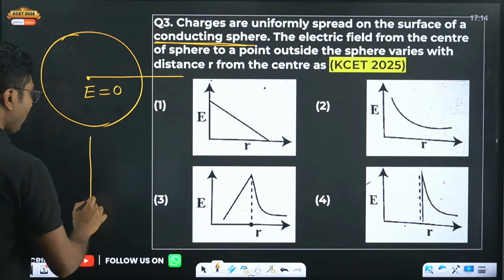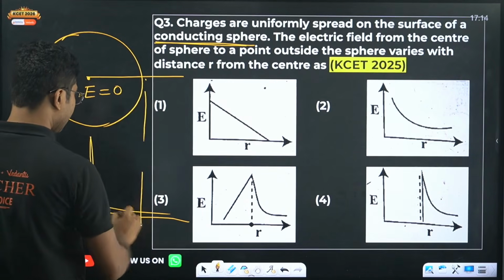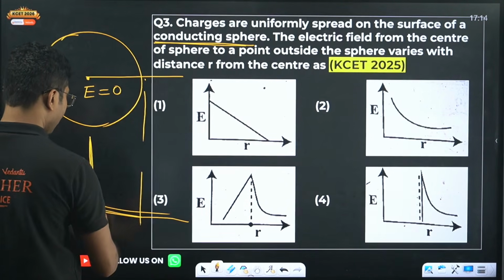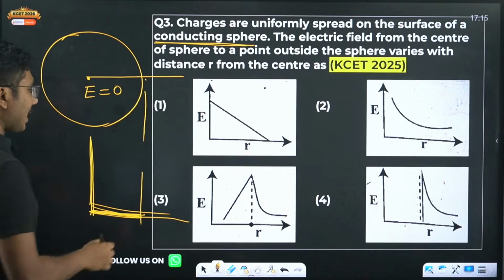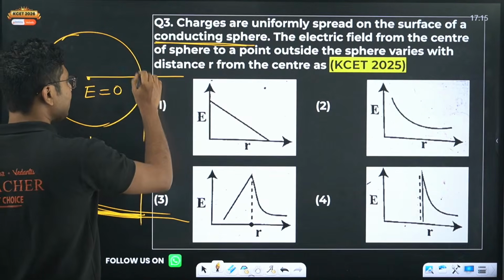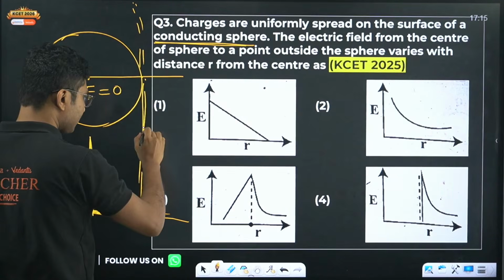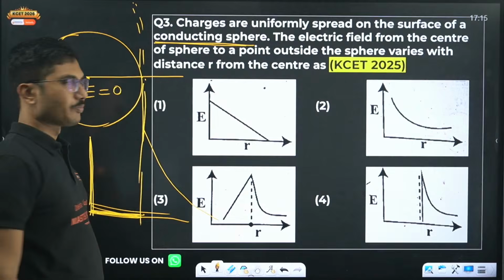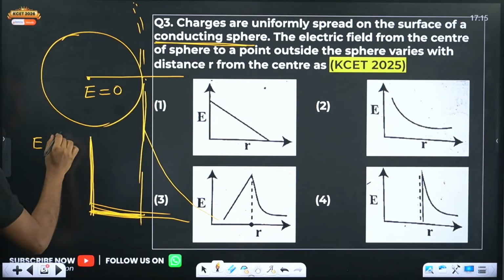So if you start plotting the graph, inside up to this point the electric field will be 0. 0 means there is no line passing here, and from the surface it suddenly becomes maximum and then slowly goes to 0 as you are going out. Outside, the electric field is given by k q by r square.